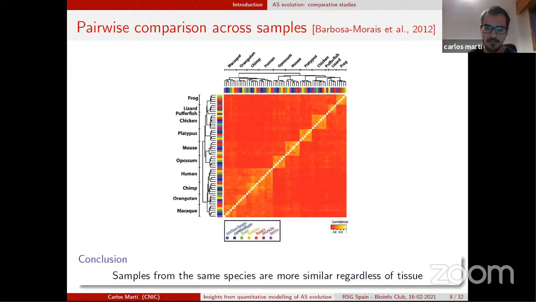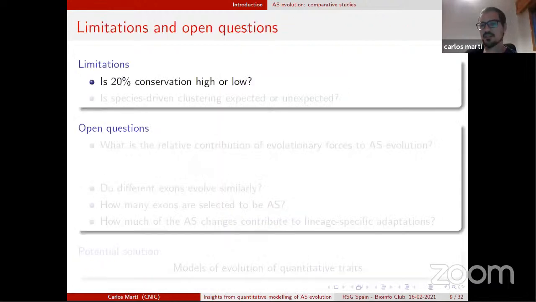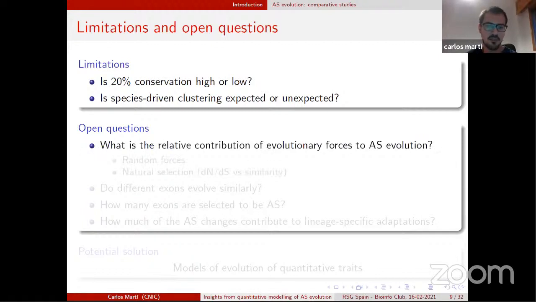However, this is something that is rather difficult to interpret. For instance, we don't really know whether 20% conservation across four species is high or low, or 55% for human and chimp. And this species-driven clustering, we don't know whether it is really expected or unexpected, and under which scenario. So despite these observations being interesting per se, we try to address this question in a different manner.